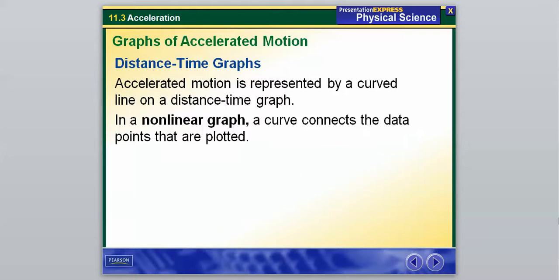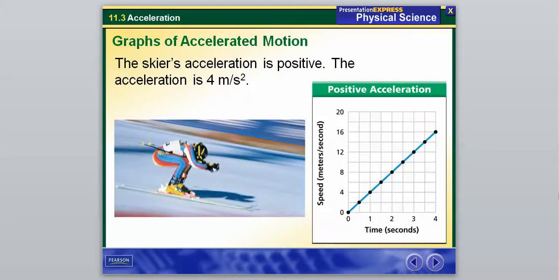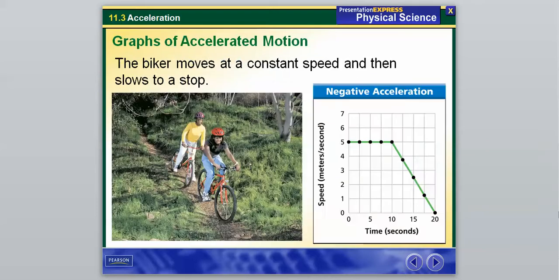So those are, again, this example and this example. That's a constant acceleration or constant deceleration in this case, and then it's a straight line.